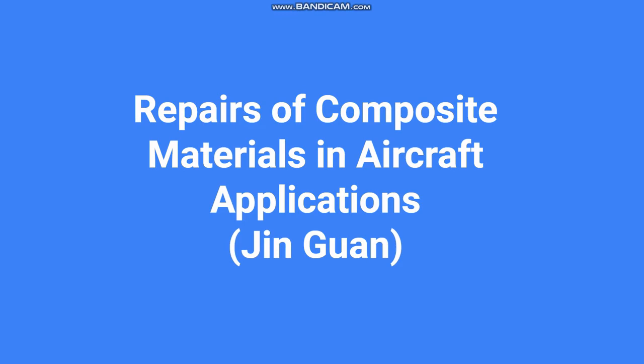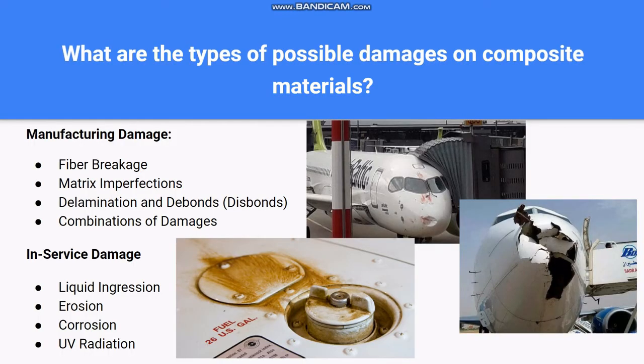Composite materials in aircraft applications. So what are the types of possible damages on composite materials? Firstly, we have manufacturing damage, which includes fiber breakage, matrix imperfections, delamination and debonds or disbonds, and combinations of damages. Next is the in-service damage, which includes liquid ingression, erosion, corrosion, and UV radiation.